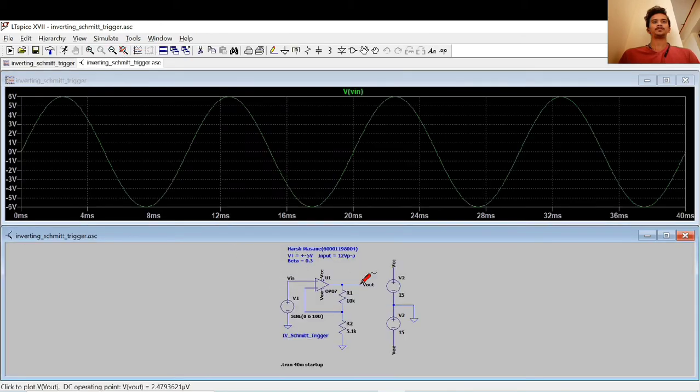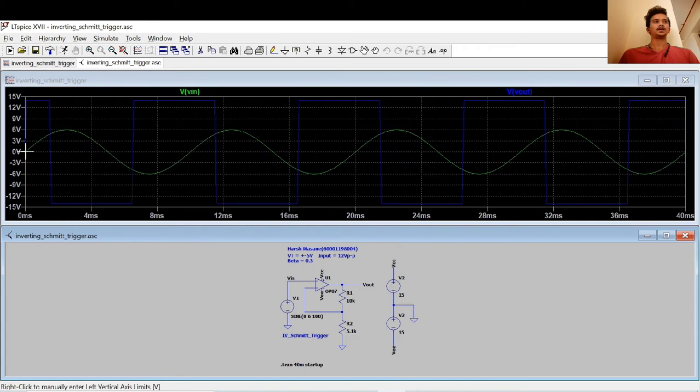This is my input, and you can see this is my output. When Vin is greater than the reference voltage, my output goes to minus Vsat, and when my Vin is less than Vref, my output swings to plus Vsat. In this fashion we get a square wave at the output. You can also see it is in the inverting mode. When my positive cycle comes, my op-amp output goes to minus Vsat, and when my negative cycle comes, my op-amp output goes to plus Vsat.